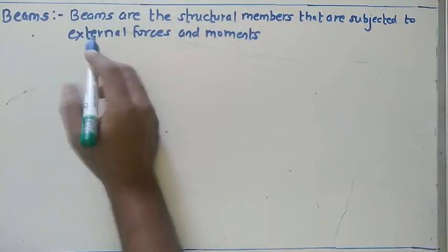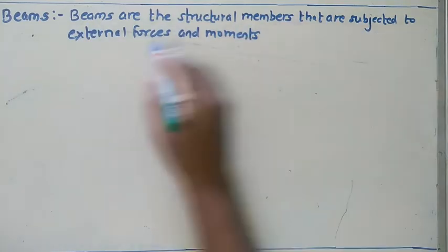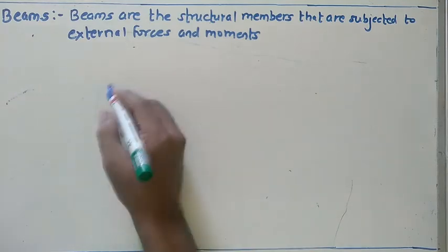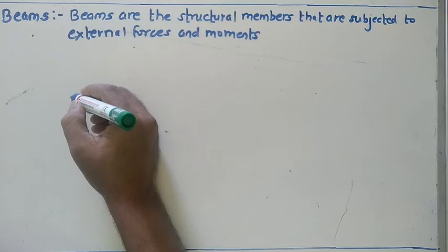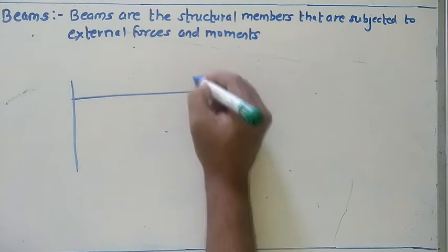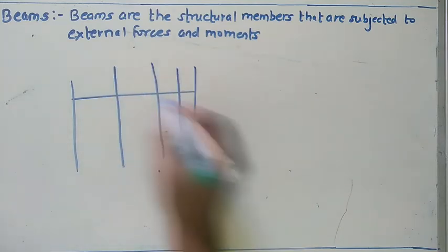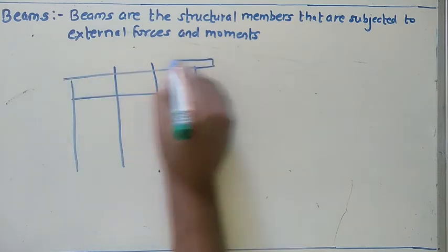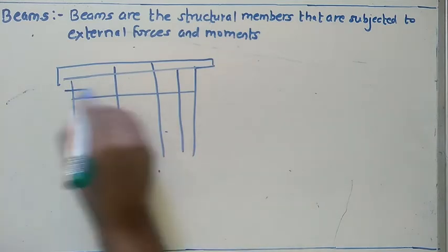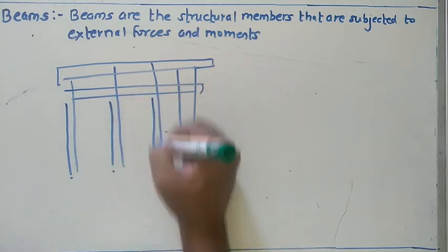So let's start with beams. Beams are structural members that are subjected to external forces and moments. If you take the example of any building, you might have seen beams and columns. What are the ceiling portions available here? For that, the support is given with the help of beams as well as columns. Here we are just doing the 2D picture.